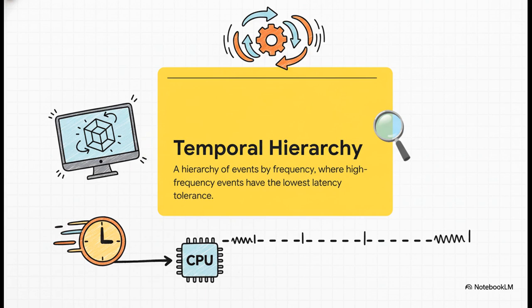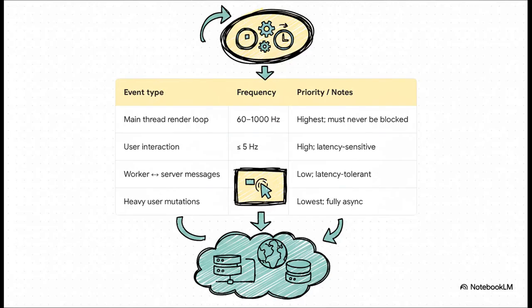You don't group tasks by what they do, you group them by how often they need to run and how fast they need a response. The stuff that happens all the time, like rendering the screen, gets the absolute highest priority and has zero tolerance for delay. And this is what it looks like in practice for a JS app. At the very top, the king of the castle, is the render loop. It's running constantly, maybe 60 times a second or more. It can never be blocked.